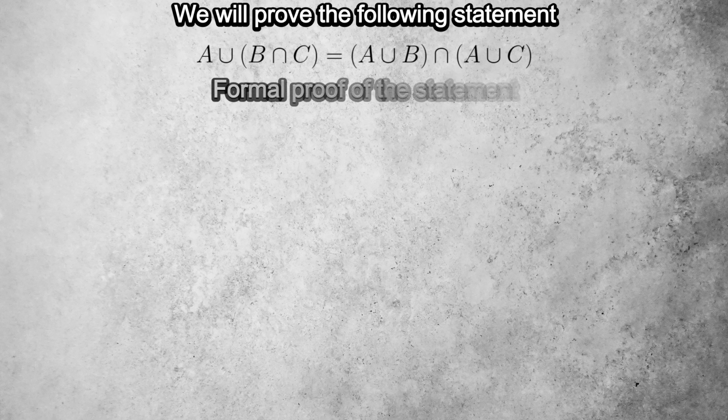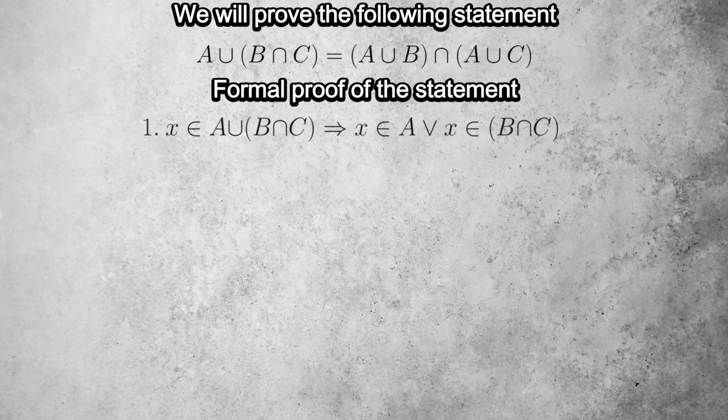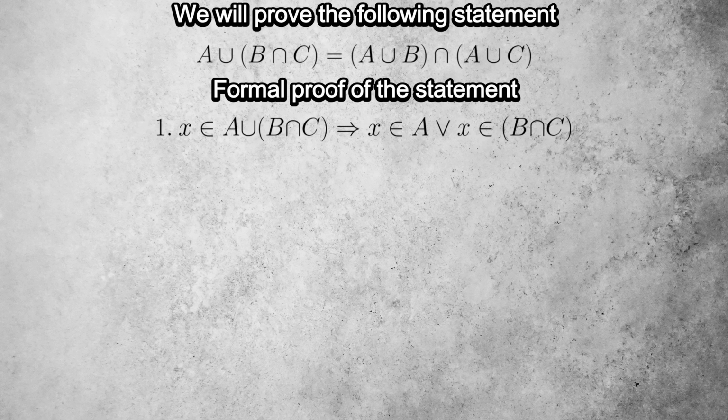In order to prove that the union between A and the intersection between B and C is equal to the intersection between the union of A and B and the union of A and C, we need to prove that each of them is a subset of the other. Let us prove first that the union between A and the intersection between B and C is a subset of the intersection between the union of A and B and the union of A and C. Let us assume an arbitrary element X in the union between A and the intersection between B and C.